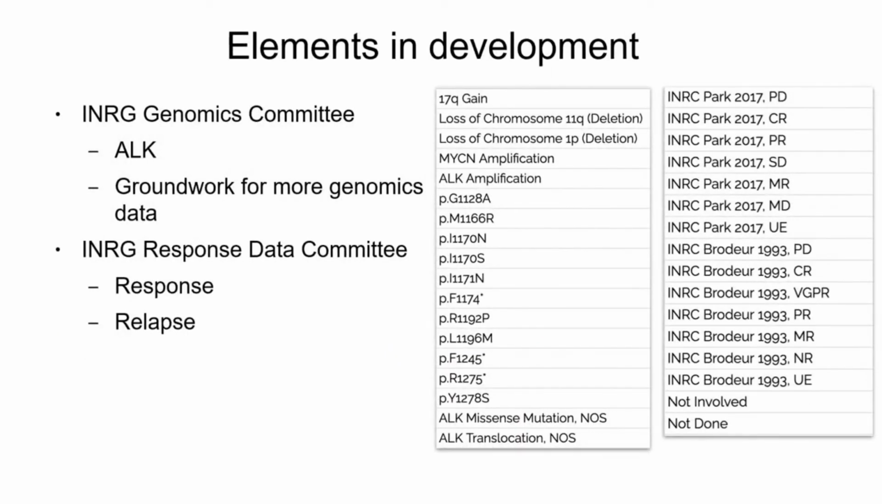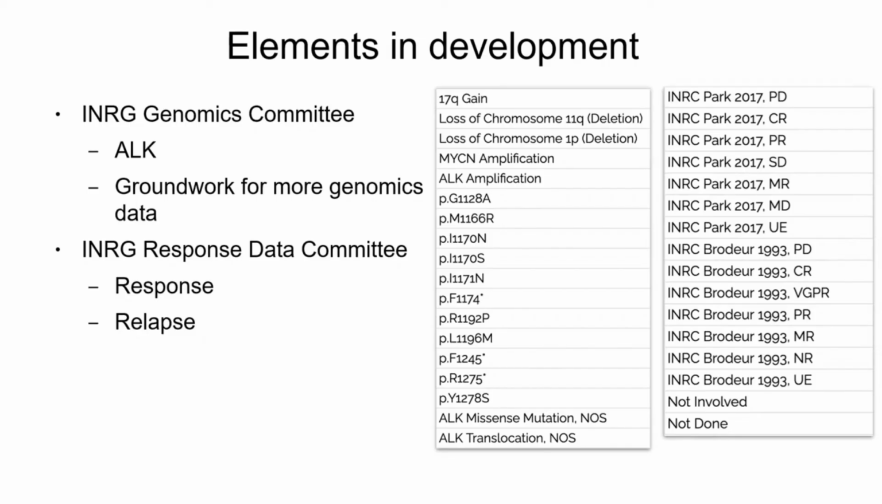As was mentioned, ALK is obviously very important in understanding neuroblastoma biology and potentially therapy. The genomics committee has been working very hard to get that data from the cooperative groups so that ALK aberrations, whether they be mutations or translocations, are clearly and readily identifiable within the database.